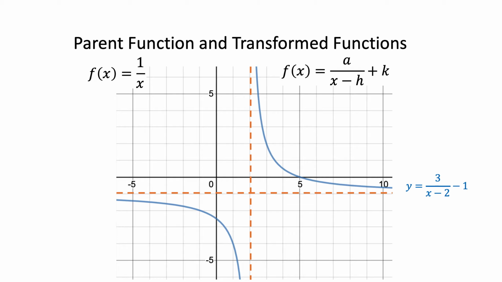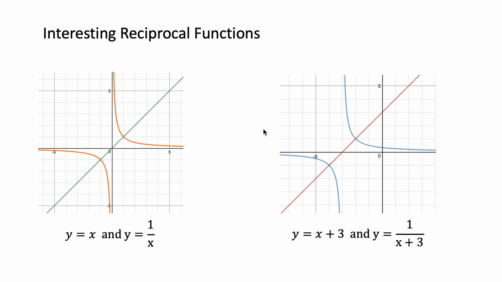Okay, just to finish off, I'd like to encourage you to investigate a relationship here between y equals x and y equals 1 on x, y equals x plus 3, and y equals 1 on x plus 3. Look at how the x-intercept is related to the asymptote. Look at how the y-intercept is related to the y-intercept. Things like that. You can investigate that relationship yourself. That will help your understanding.